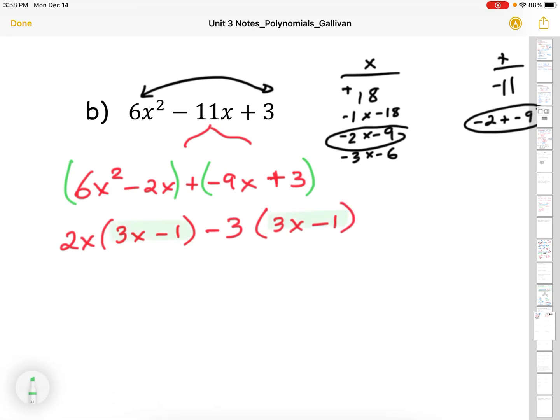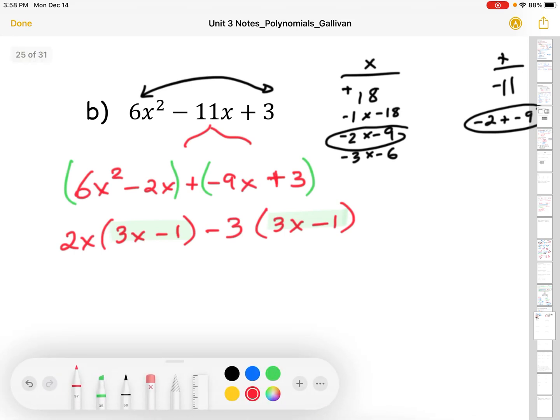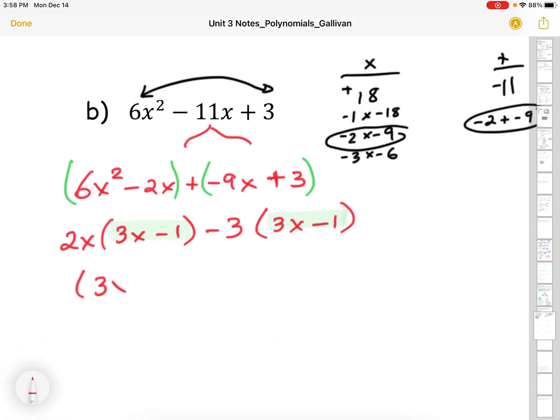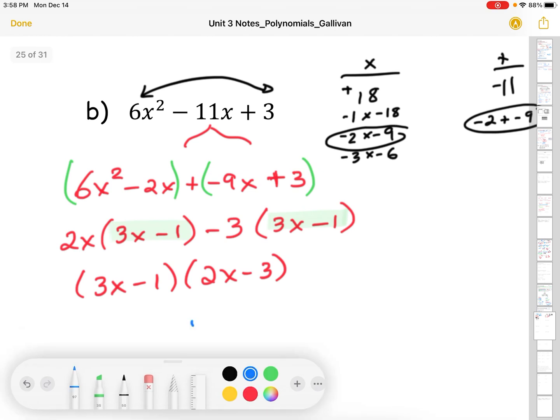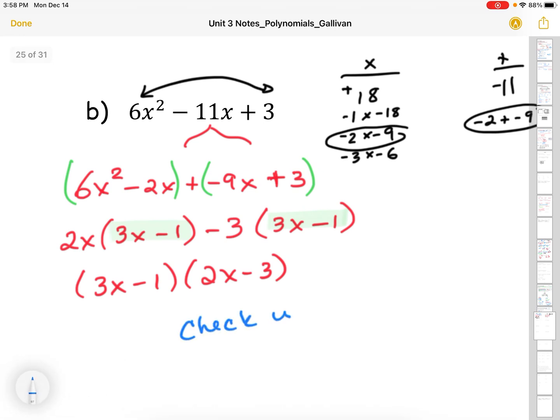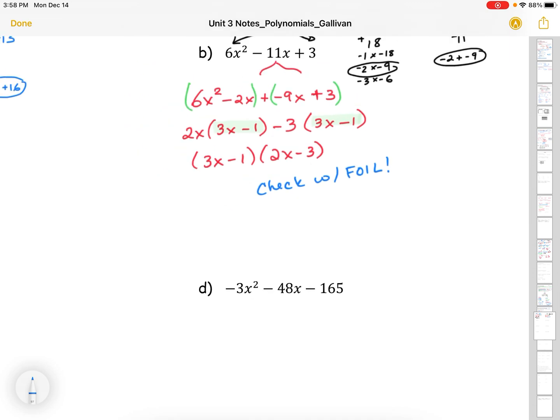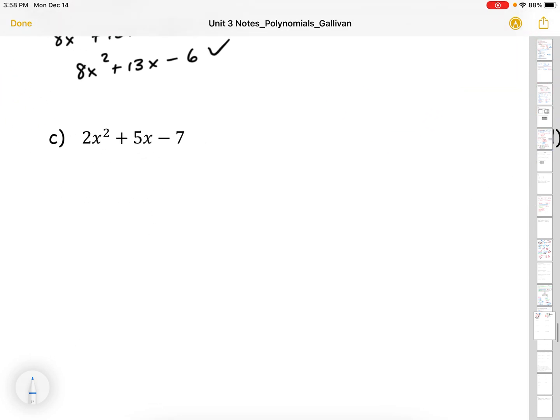Now, I'm on the right track because 3x minus 1, 3x minus 1. So I know I'm doing the right thing. So let's divide out that 3x minus 1 times 2x minus 3. And again, if you want to check it, check with FOIL. Okay, and you will find that indeed it works.